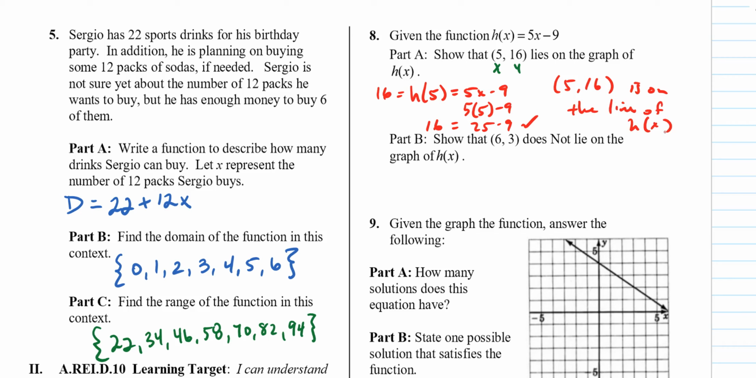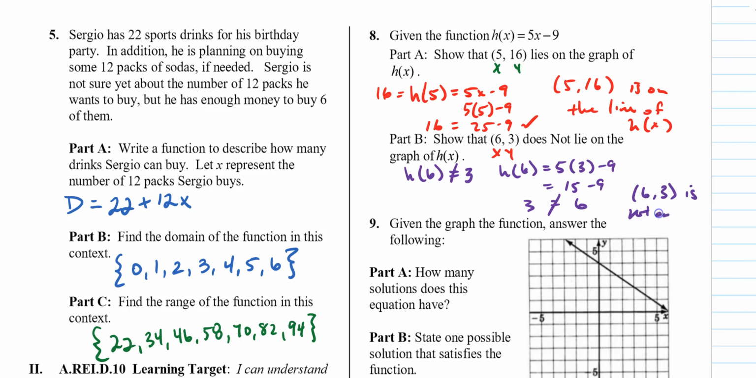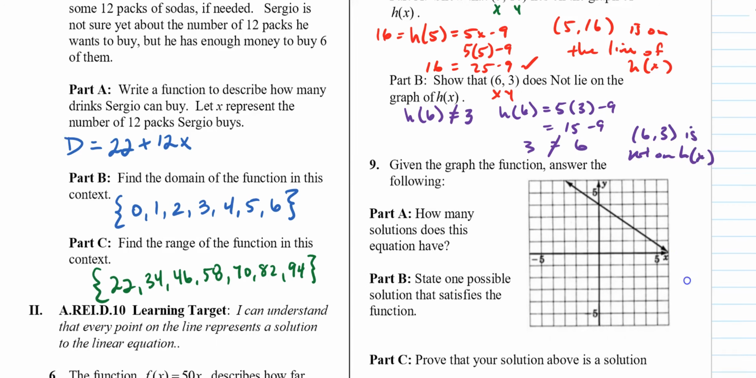Part B, show that (6, 3) is not on the graph. Once again, it's x and y. So I'm going to plug that in. I'm going to show that h of 6 is not 3. So h of 6 is equal to 5 times 6 minus 9, so it's 30 minus 9, which is 21. 3 is not equal to 21. So (6, 3) is not on h of x.